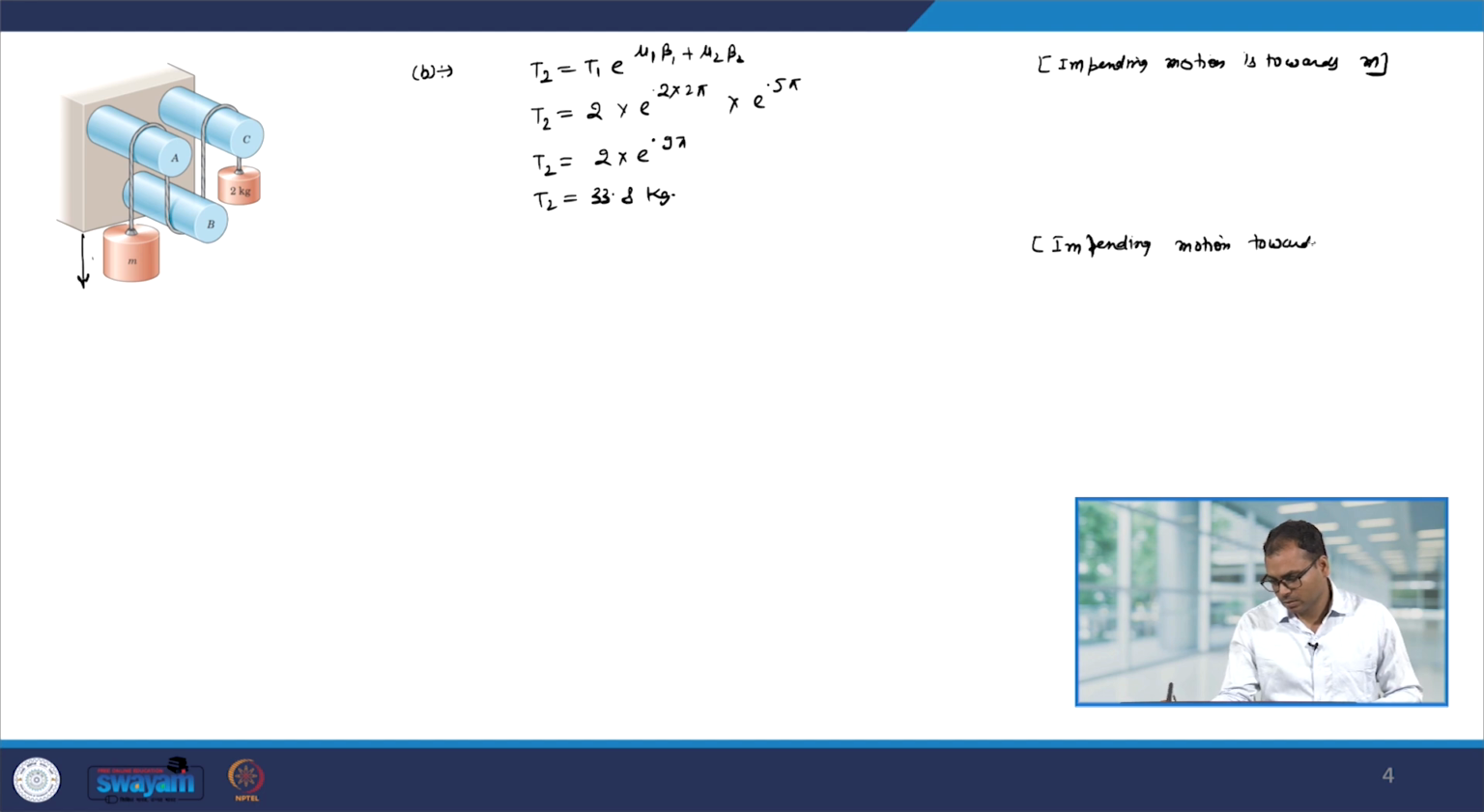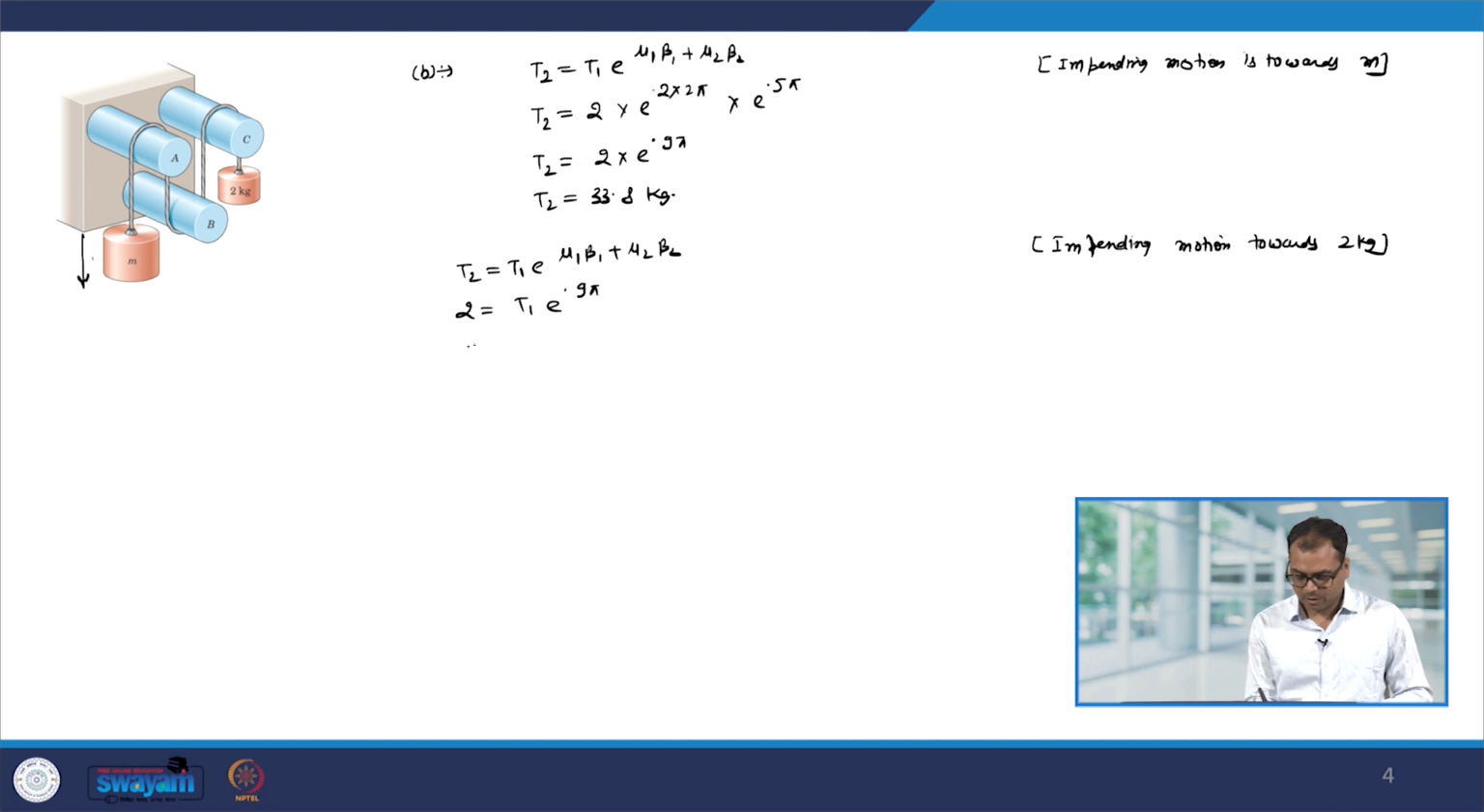Now, for the impending motion towards, let us say, 2 kg. In this case we have again T2 equal to T1 e to the power mu 1 beta 1 plus mu 2 beta 2, but now this T2 will be 2 kg. So, 2 equals T1 e to the power again 0.9 pi, or T1 will be 2 over e to the power 0.9 pi, equal to 0.118 kg. Therefore, the range of masses will now be less than or equal to 33.8 kg and greater than or equal to 0.118 kg.